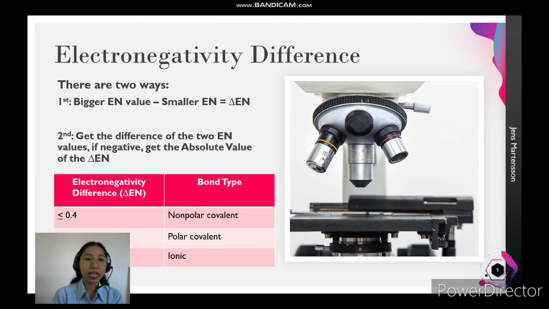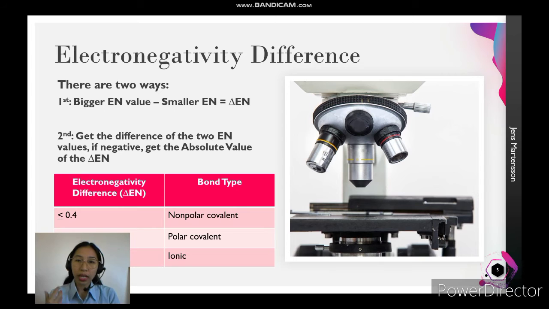So, for example, if your EN difference is less than or equal to 0.4, therefore your bond type would be nonpolar covalent. Whereas kung ang imong makuha nga electronegativity difference is 0.5 to 1.6, therefore your bond type is polar covalent. Lastly, if ang atong makuha nga EN difference is greater than or equal to 1.7, that means your bond type is ionic. So muna siya ang gamit sa pagkuha sa EN difference sa connection nato sa polarity.